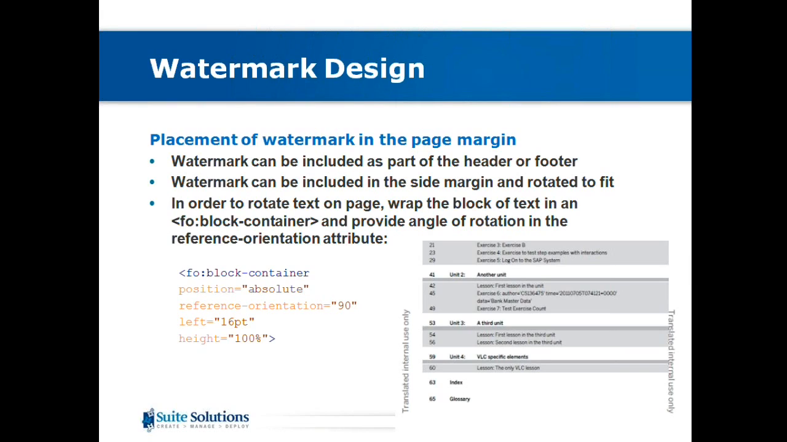Here on the left, you see the code snippet. FO block container, position equals absolute. Here's the important attribute that we're discussing right now. Reference orientation equals 90. That takes the block of text that says internal use only and rotates it 90 degrees so that it fits neatly into the page margin. Left and height are just examples of specifying where to place it on the page. So those are a couple different ways you might want to include the watermark in the page margin, either as the header or footer or in the side margin, rotated to fit.